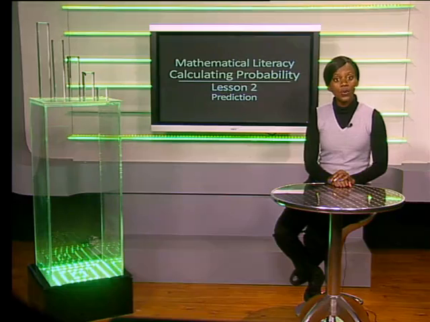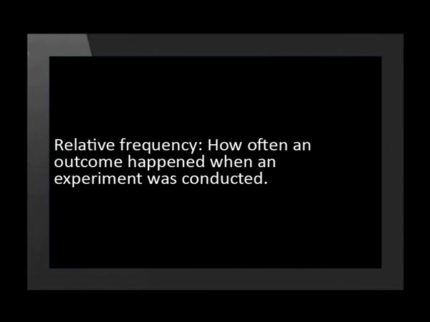Let's look at relative frequency first. Relative frequency is defined as how often an outcome happened when an experiment was conducted. In other words, the relative frequency is the real number of times an outcome happened.